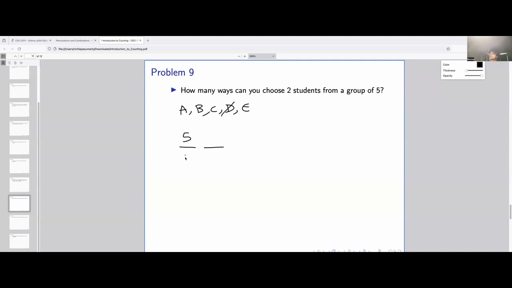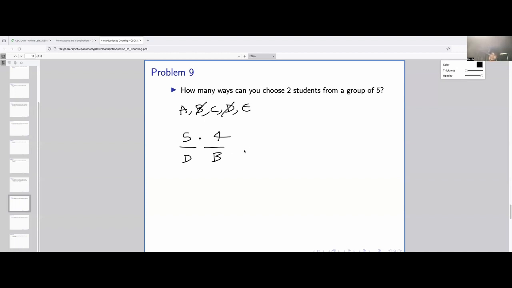Let's say I choose person D. And now I have 4 other students to choose from. So I have 4 ways to choose the next student. Let's say I choose person B. So my answer is 5 times 4, so it's 20. This is actually incorrect.